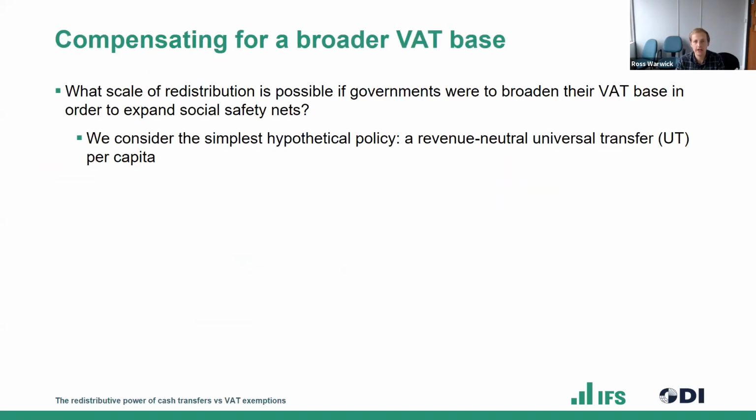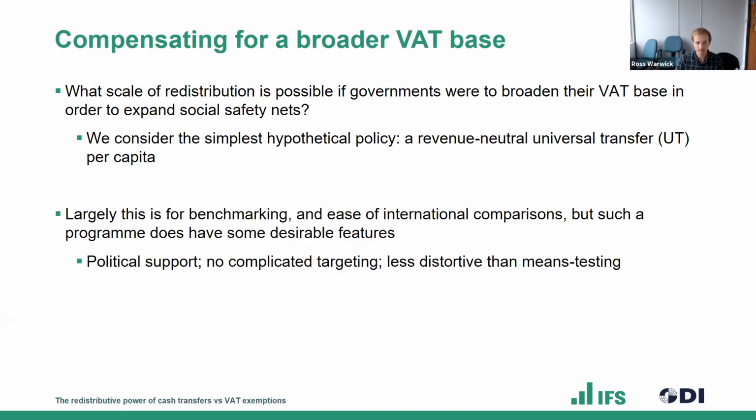And that motivates the final step of our analysis, which is to consider what scale of redistribution is possible if governments were to broaden their VAT base and expand social safety nets, considering the simplest possible hypothetical policy. So just a revenue neutral universal transfer per capita funded by the revenue gain from a broader VAT base. I'll stress that this is largely for benchmarking, in terms of the simplicity of this policy, because we can make nice and easy international comparisons and show how the potential effects vary across different contexts.